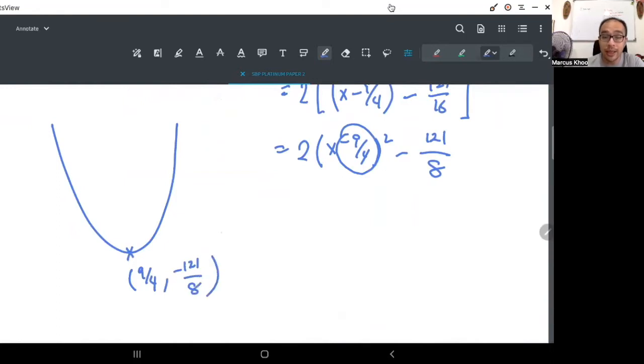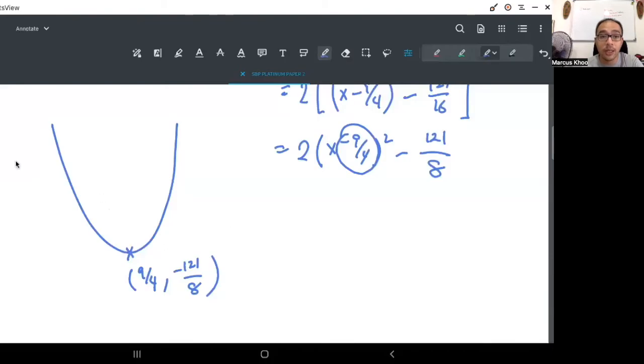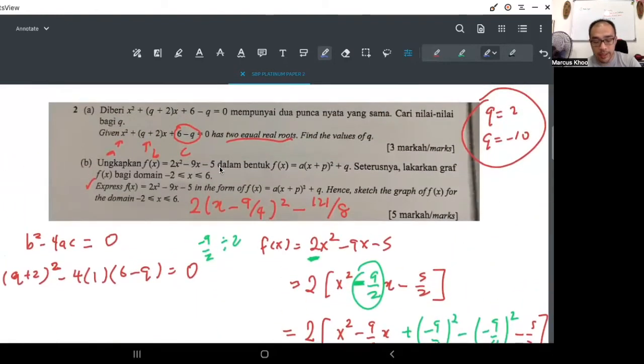Okay, that I think is a very important point. Sorry, that negative 121 over 8. Okay, that I think is a very important point. Just don't be afraid that you are so weird or this. Okay, it's true, what else can you do. Okay, but that's not the end of the question. The question is asking you to sketch the graph. Okay, now I've mentioned this before.